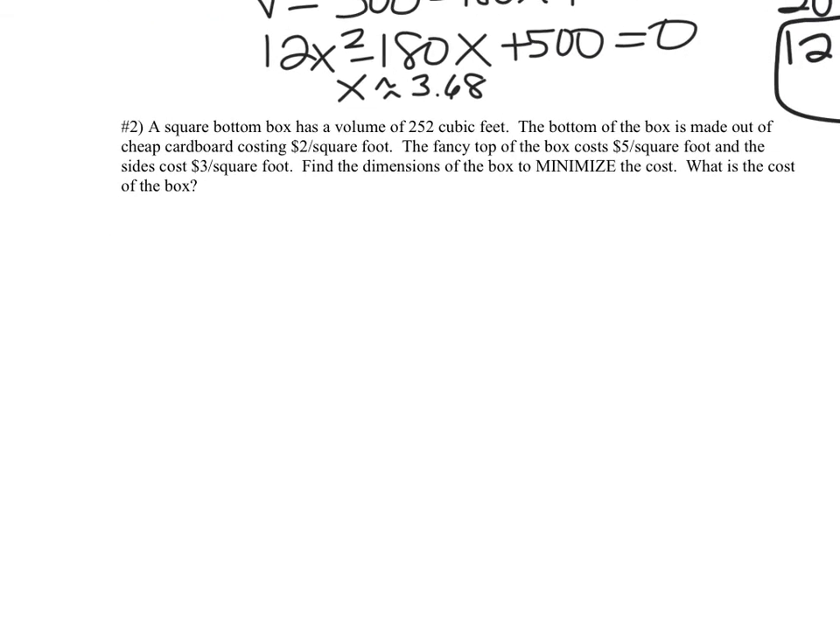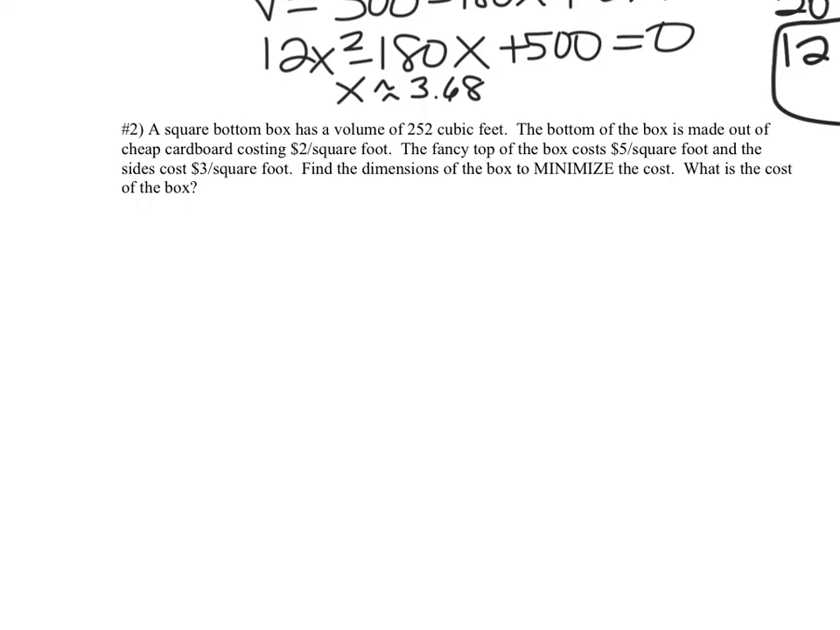Okay, here we go. Number 2. A square bottom box has a volume of 252 cubic feet. The bottom of the box is made out of cheap cardboard, costing $2 a square foot. The fancy top of the box costs $5 per square foot, and the sides cost a mere $3 per square foot. Find the dimensions of the box to minimize the cost, and what is the cost of this box that you're making? Okay, let's draw a picture.